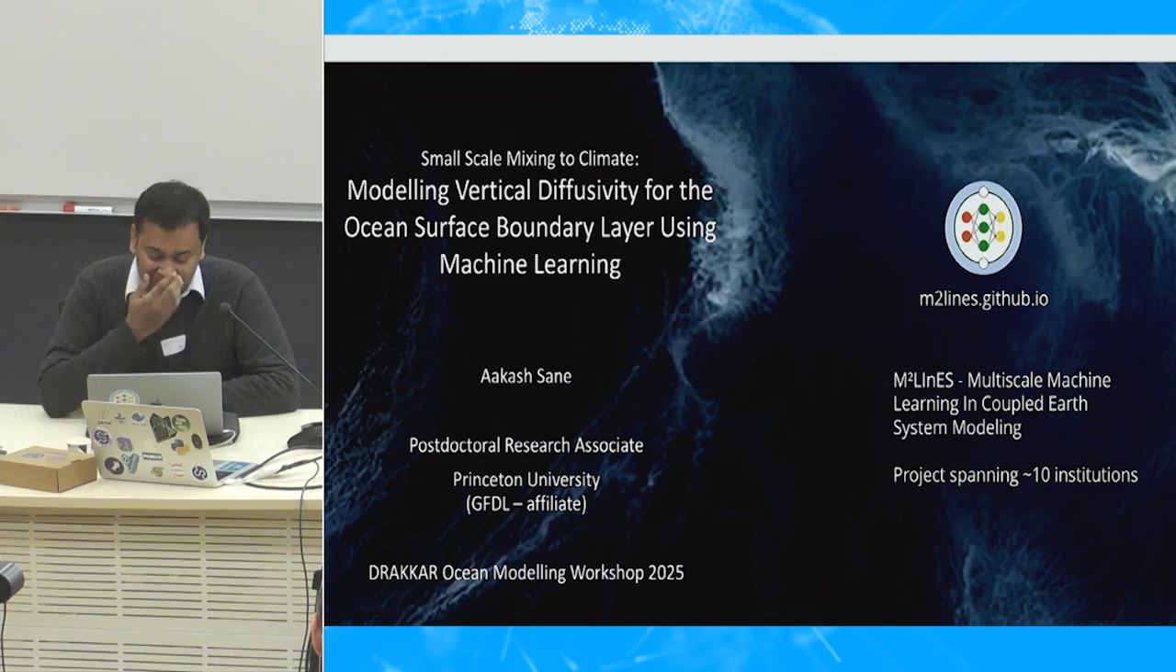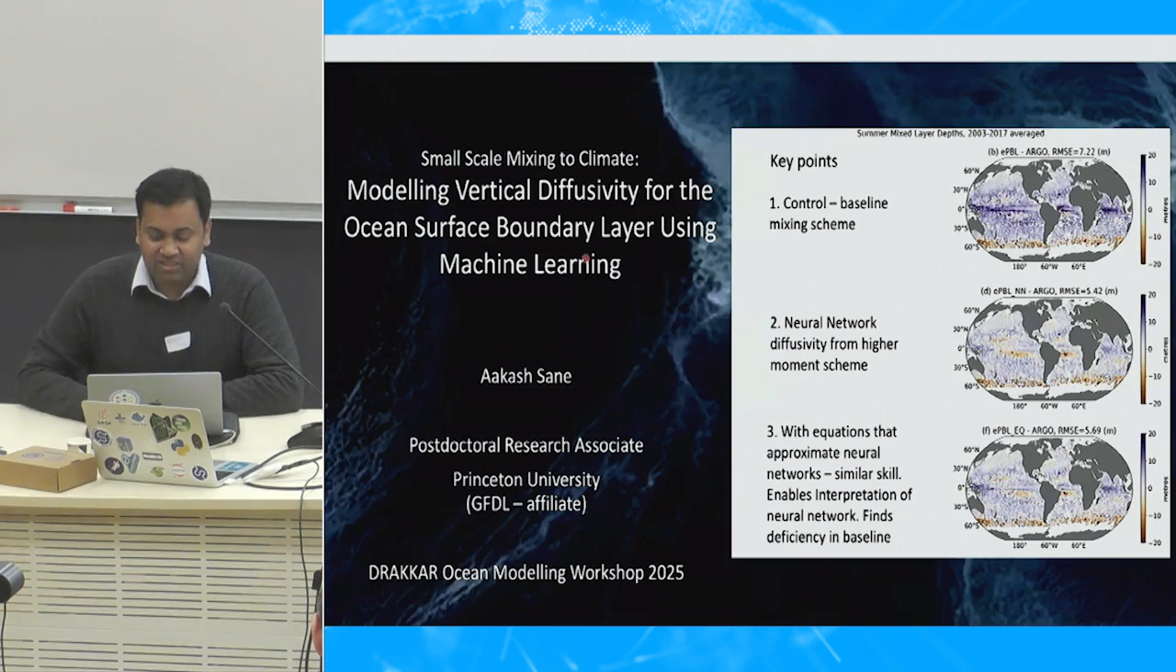And so I'm going to talk about modeling vertical diffusivity for the upper ocean boundary layer using machine learning. These are the key points of my talk. I'll get into details in the forthcoming slides, but the key points are that at GFDL we had a baseline vertical mixing scheme, and when I ran a control simulation, I found out that the baseline scheme exhibited some bias in the mixed layer depth.